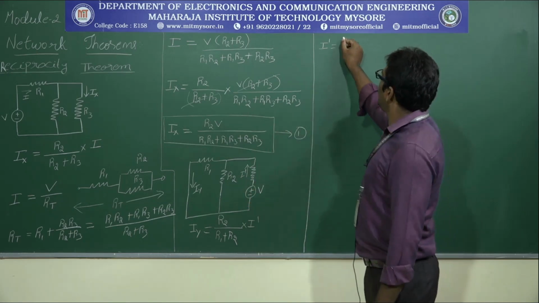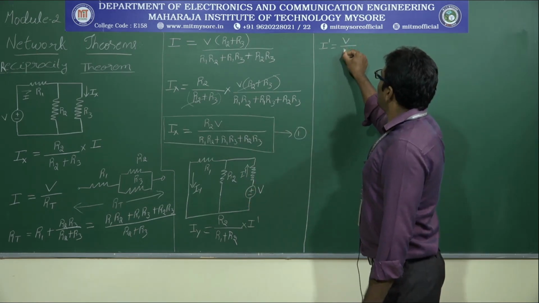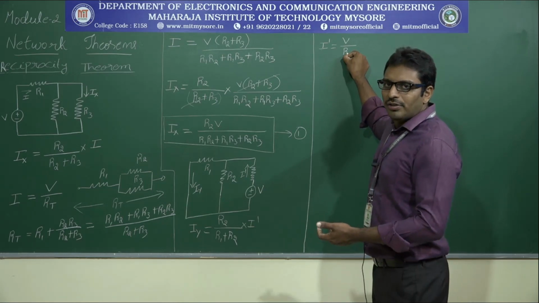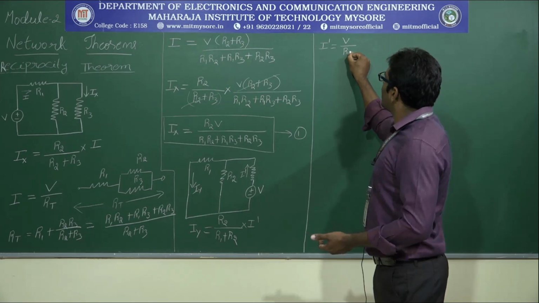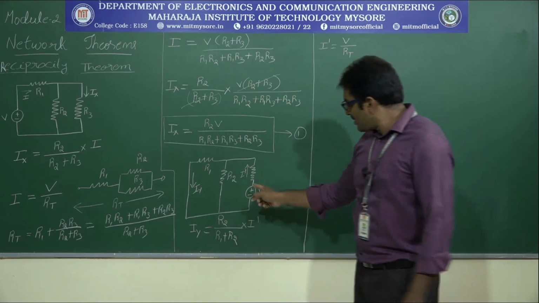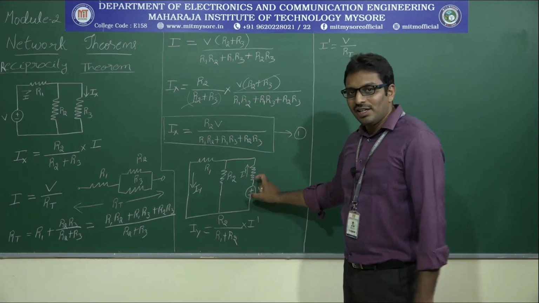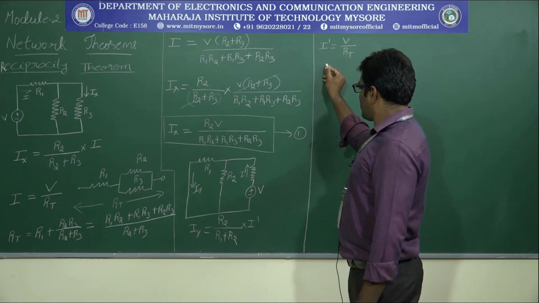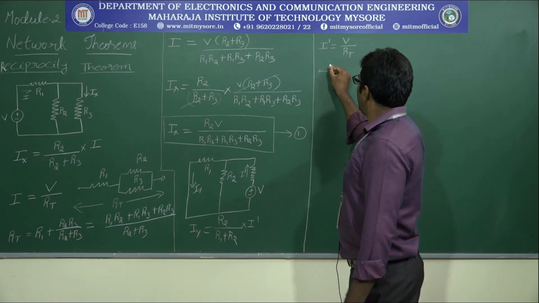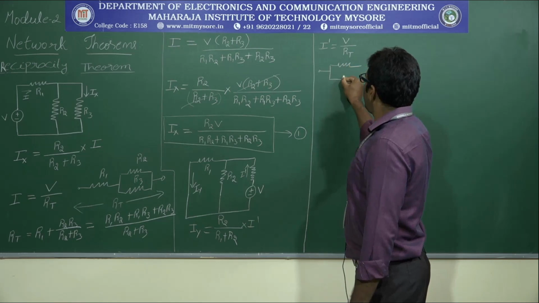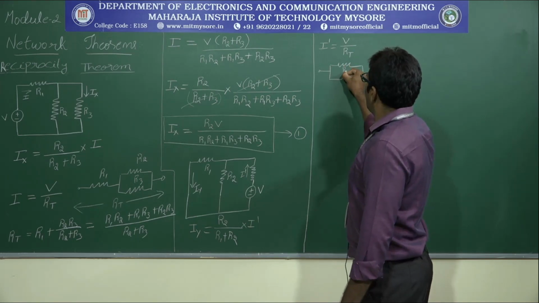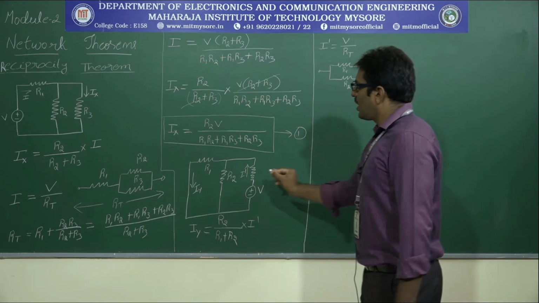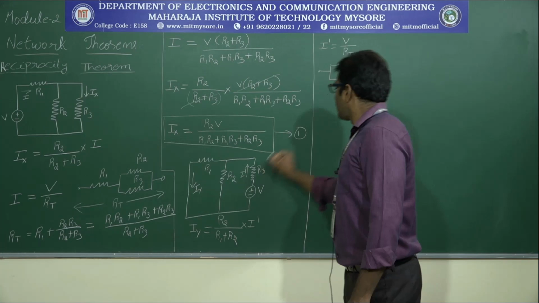So what is the total current in this circuit? V divided by RT, where V is the total voltage, because there is one and only voltage source in this circuit, and RT is the total resistance. Now what is RT for this circuit? Because the voltage is measured under open circuit condition, the circuit now looks like this. R1 and R2 are connected in parallel, and this combination is then connected in series with R3.